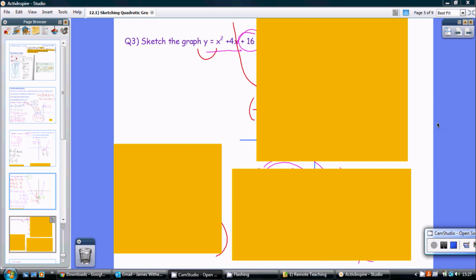Question 3, so same routine. Pause the video, solve to work out the roots, complete the square to work out the minimum point, and sketch please.